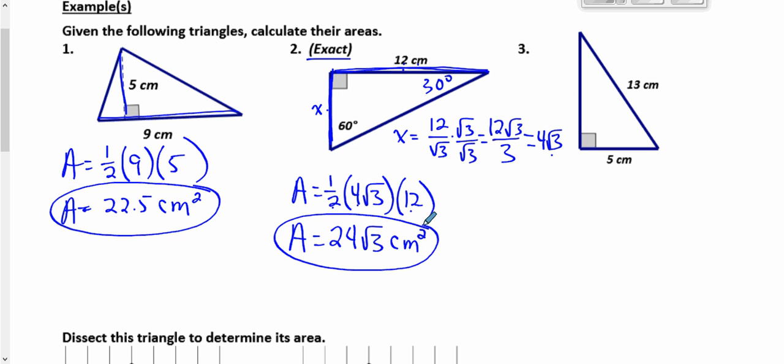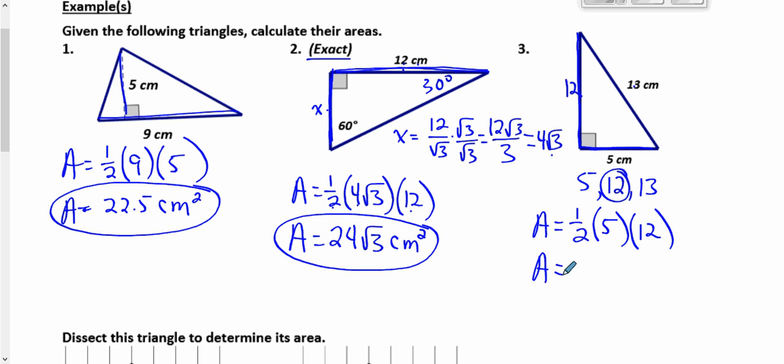And then the last one is the right triangle, for which we only have the base. We can't use the 13 other than to use it to find this missing side. If you like to do the Pythagorean theorem, you're free to. But this, if you remember, is a 5, 12, 13 triple. Okay? So this side here is 12. They are perpendicular, so we can do area equals 1/2 times 5 times 12. So half of 12 is 6 times 5 is 30. 30 square centimeters.